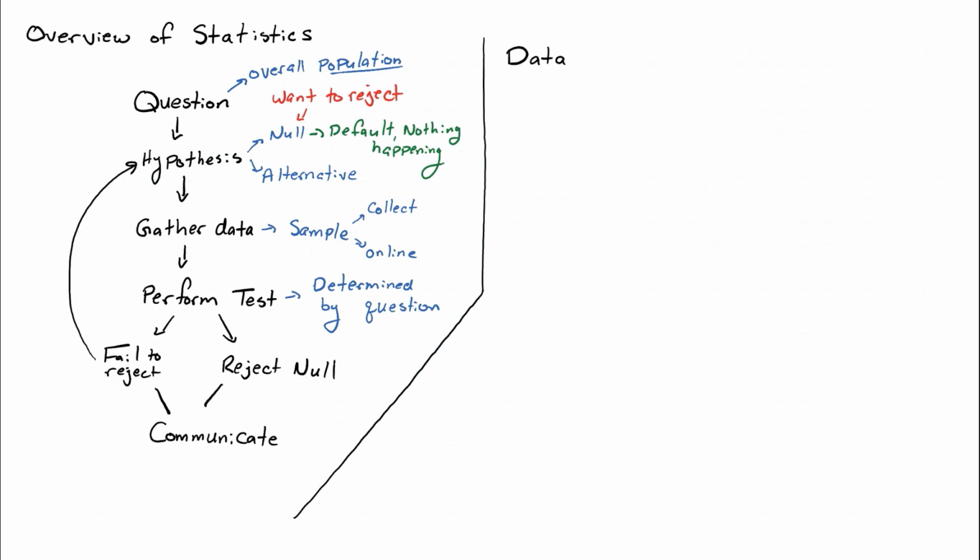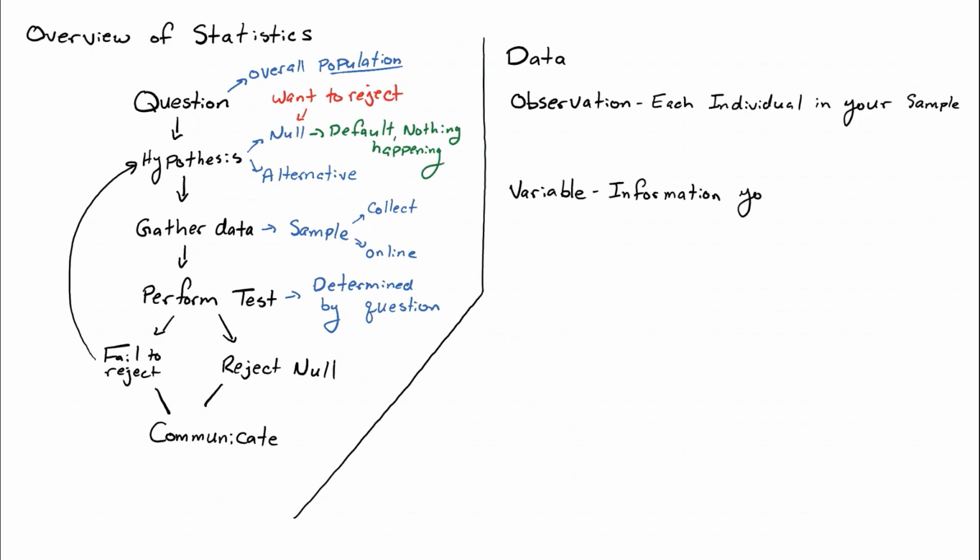Let's talk a little bit about data. Data consists of observations and variables. An observation is each individual in your sample. A variable is the information you want.